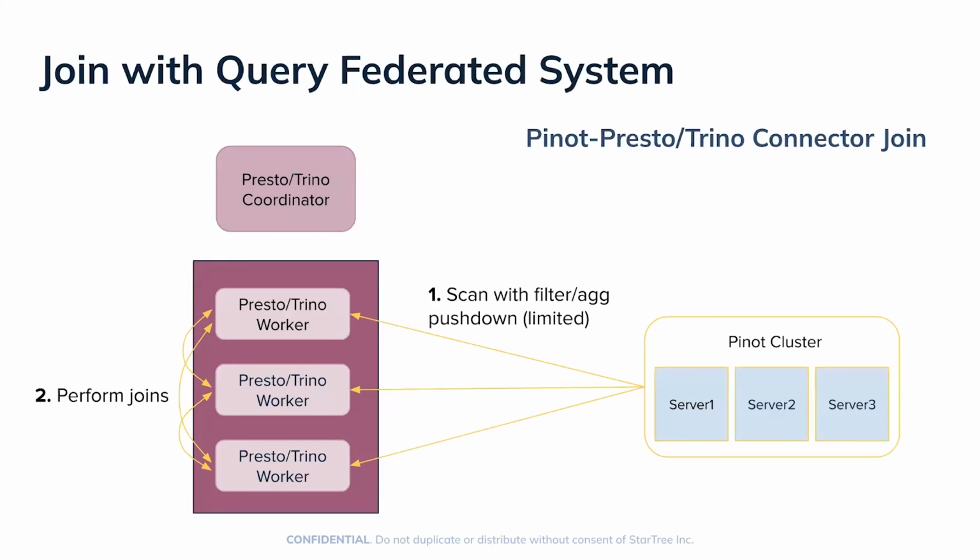So, like I said before, in some comparisons with federated systems, when you are using the Presto Pinot connector, you're doing some limited filter and aggregation pushdown, and that's it. But the majority of the computational joins are actually happening in the Presto Trino workers, and these are the things that you do in a traditional, pure federated system fashion.